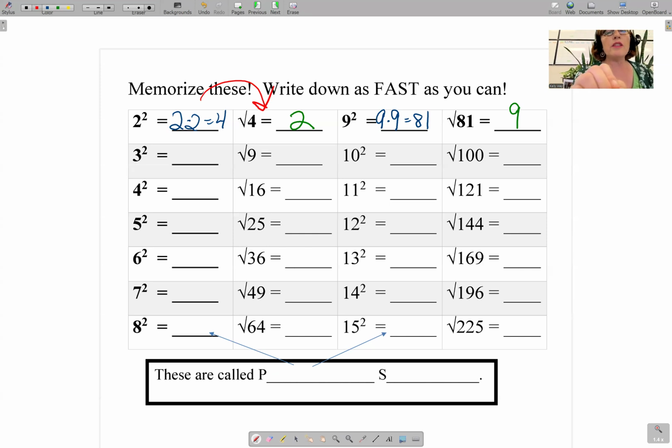Square rooting is the inverse operation of squaring. Ready? I'm going to count to 30 seconds. You fill out this entire page as fast as you can from memory. Go.